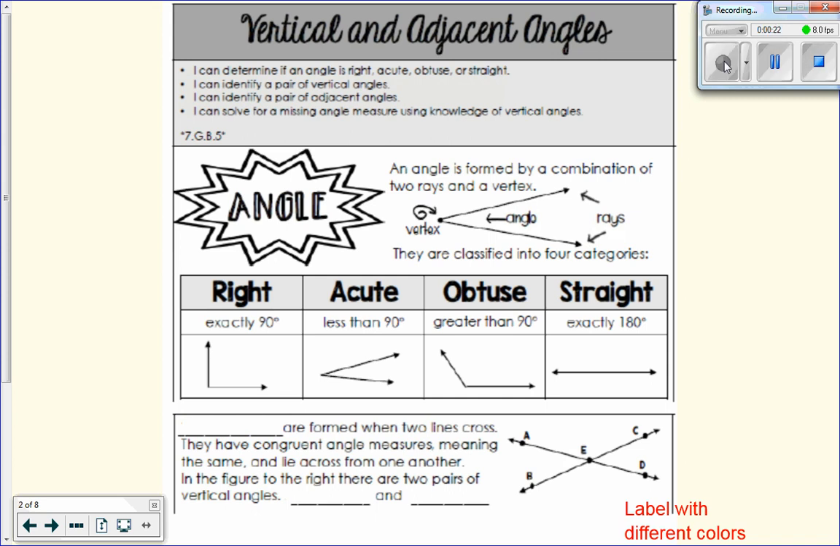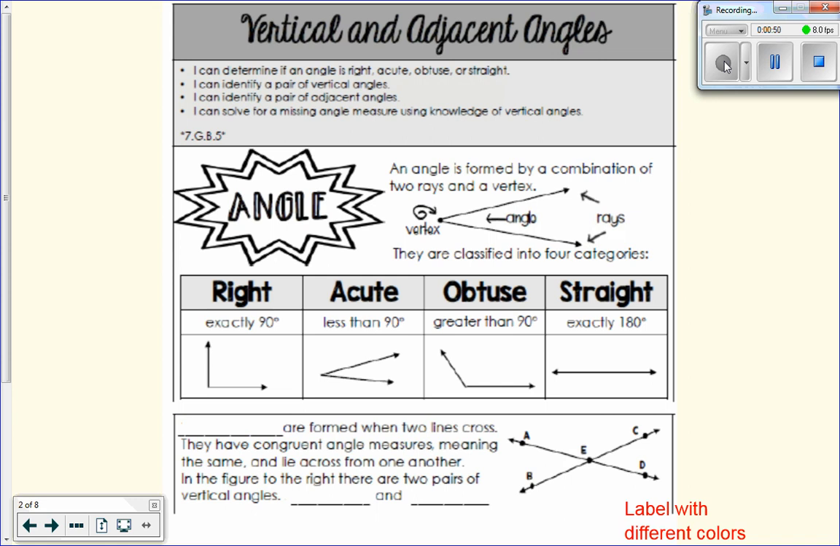Alright, so an angle is formed by a combination of two rays and a vertex. As you see here, they are classified into 4 categories. You should be familiar with each of these categories. We have a right angle of 90 degrees, and an acute angle is less than 90 degrees. An obtuse angle is greater than 90 degrees. And a straight angle is exactly 180 degrees, and that is very important to know.